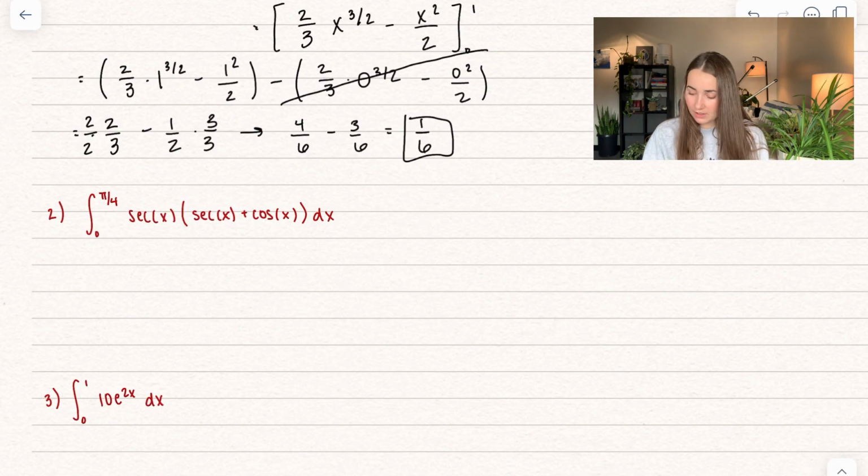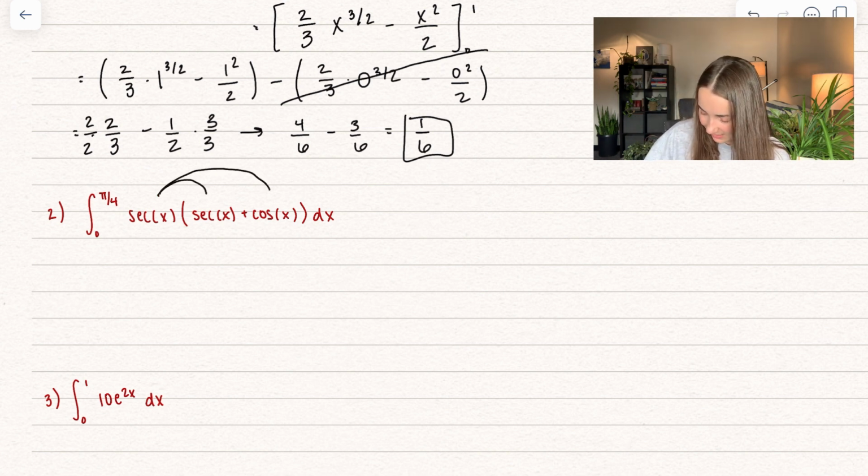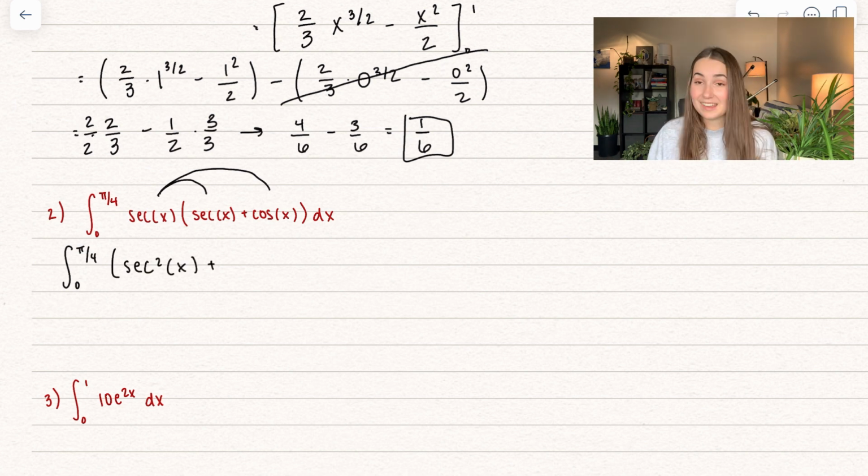Okay, so here we have another one, the integral from 0 to pi over 4 of that whole thing. So my first order of business is I'm just going to multiply that secant of x in. So secant times cosine. So secant is 1 over cosine. So 1 over cosine times cosine is equal to 1. And this we can take the antiderivative of. So let's go ahead and do that first.